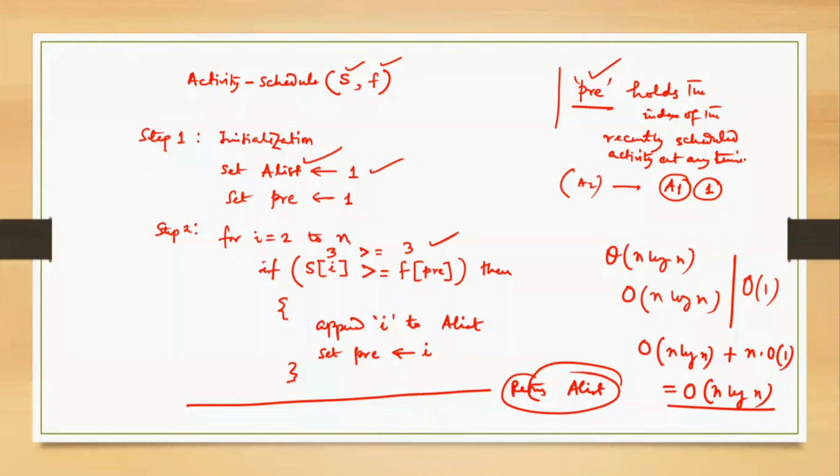You have the remaining activities from activity 2 up to activity n. Pick up the activities one at a time, identify the starting time, that is S of i, and check whether it is greater than or equal to the finishing time of the recently scheduled activity, that is F of pre. If it is true, then you append i to the A list and update pre to the current value of i. Then you continue the process until all activities have been covered. Finally, you return the A list, which will give you the list of all selected activities.